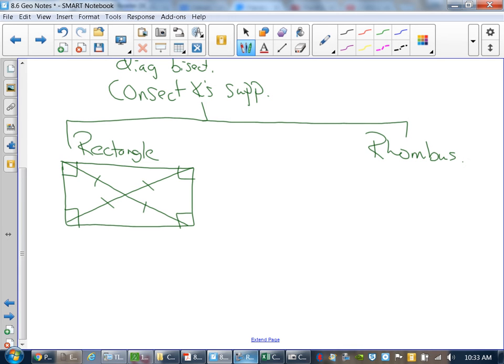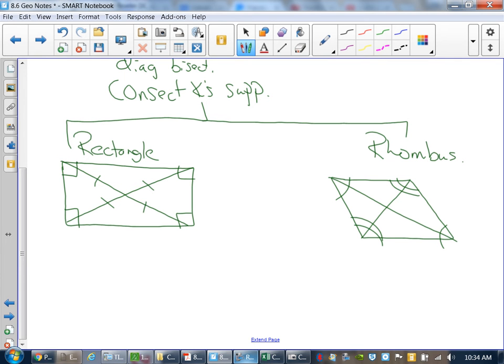Then the rhombus was also a parallelogram, but it wasn't a rectangle. What made a rhombus a rhombus? Diagonals bisect the angles of a rhombus. That's the fancy version, because opposite angles are still congruent, but the diagonals bisect them. What else do the diagonals do in said rhombus?